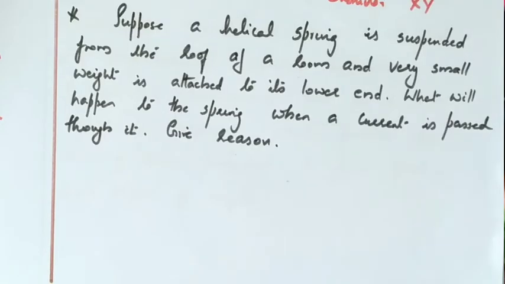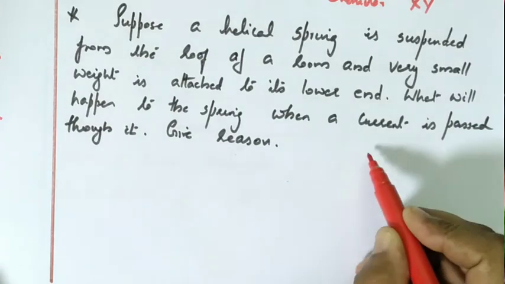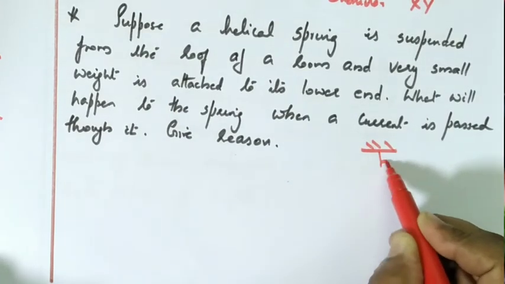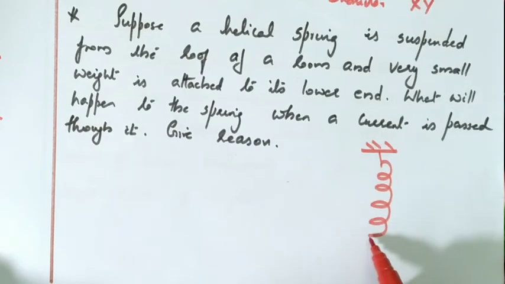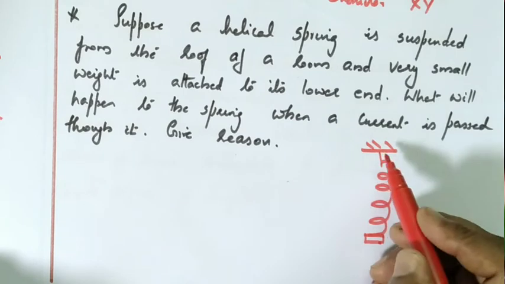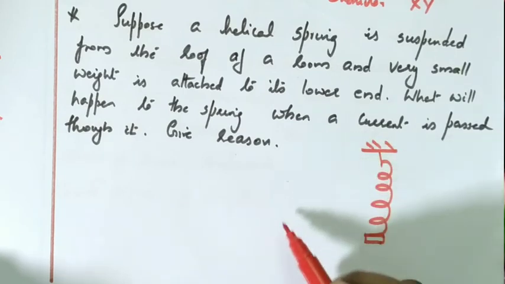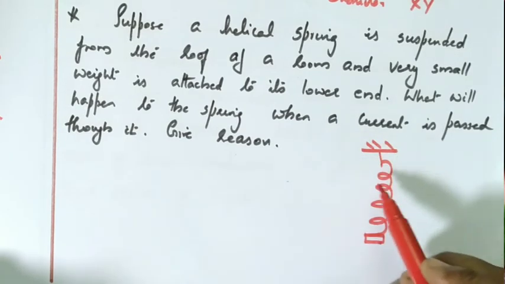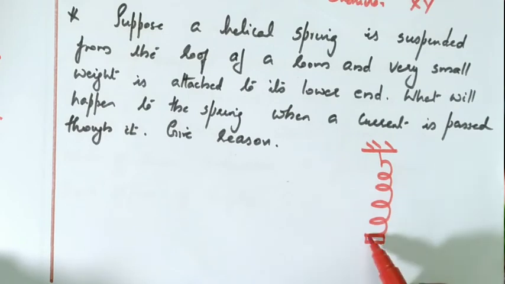Suppose a helical spring is suspended from the roof of a room and a very small weight is attached to its lower end. What will happen to the spring when a current is passed through it? Give reason. So helical spring is suspended like this. This is a helical spring, suspended like this, and a small weight is attached at the other end. Clear? And the circuit is connected. It is connected to the battery and everything. Okay, and if current passes through the spring, what happens? That is the question.